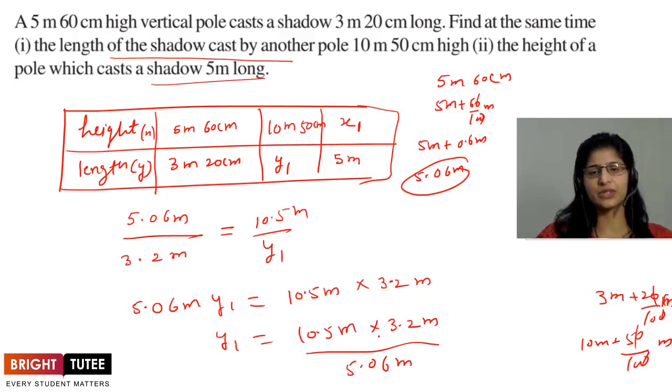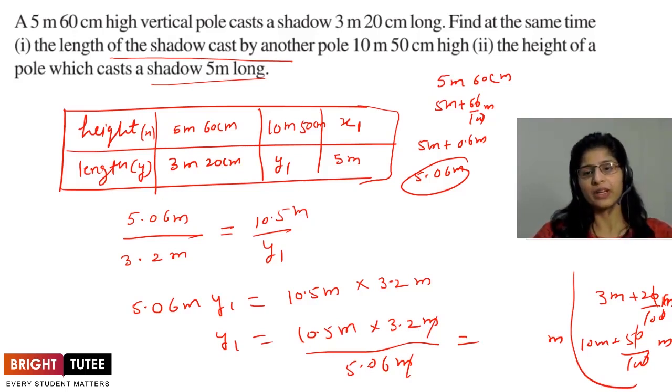I hope this is understood. So now how do we solve it? See, 1 meter will get cancelled. Definitely we are going to get the answer as meter. So we are going to solve 10.5, 3.2 and 5.06. So in case we solve it, right, so what are we going to get?